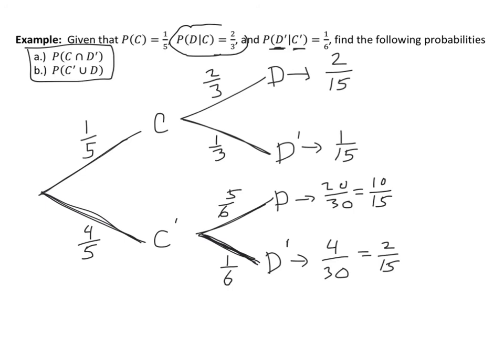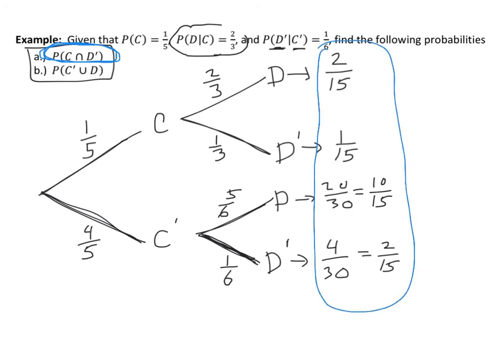Question A asked, and I'm going to do these with different colors. I'll do A in blue. So question A asks, what's the probability of C and not D happening? Well, if you look at all of this space right here, where does it happen that both C happens and D does not happen? The only place where I have both C and not D happening is right here. So the answer to part A in this question is 1/15.